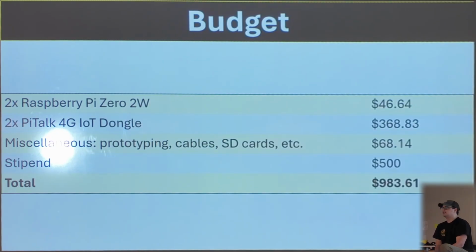The budget behind this project: I was awarded the D-Curd Eaglesburg grant, so I was awarded $1,000 to complete this project. This paid for 2 Raspberry Pi Zeros. They're kind of inexpensive. You can get them for $15, or for some reason these are $23 wherever they were ordered. I had to get 2 PiTalk 4G Internet of Things dongles, and I had some miscellaneous prototyping, cable, SD cards, stuff like that, just to aid in completing the project. And I was also awarded a $500 stipend for my time.